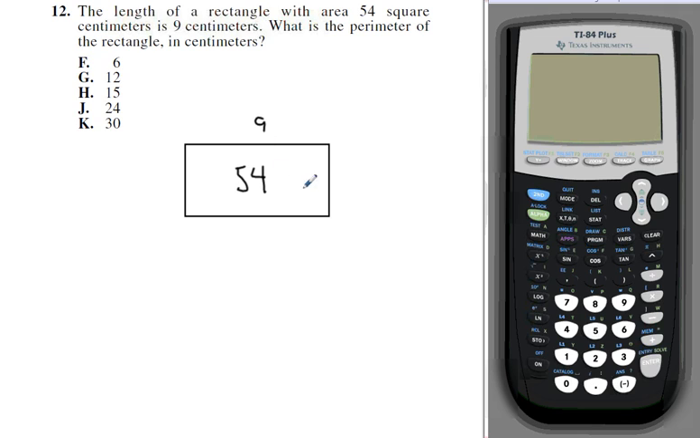Okay, so most people will look at this and they'll say, well, if this is 54 and this is 9, then this has to be 6. Oh, look, that's an answer choice. It must be F, but that's not the case because they're not looking for the other side. They're looking for perimeter. All right, so we got to figure out what all the sides added up would be. So 6 plus 6 is 12, 9 plus 9 is 18, 18 plus 12 gives me 30.